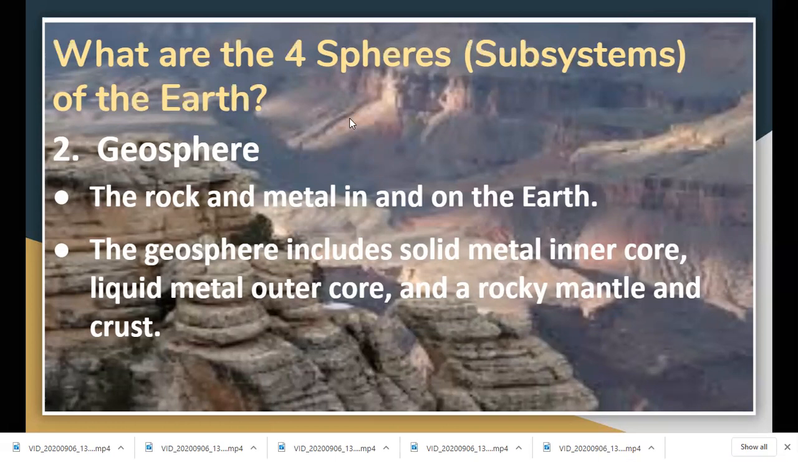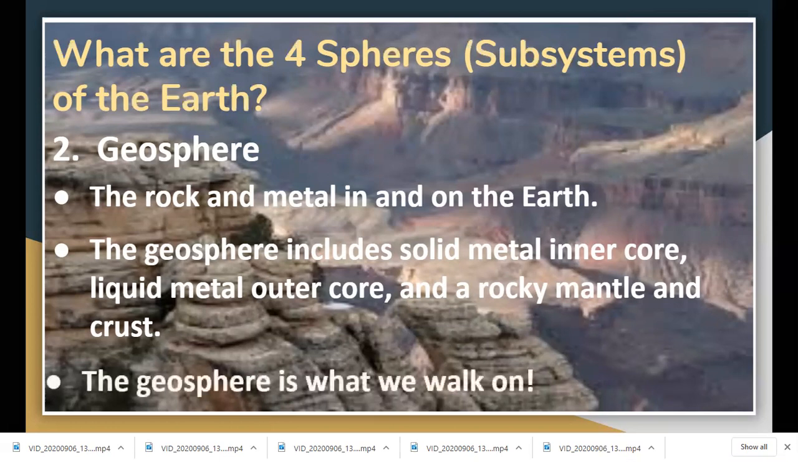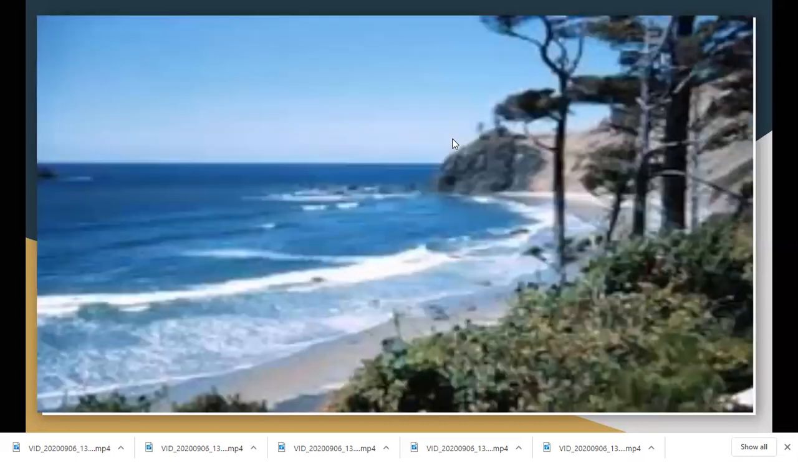This would be a great note-taking opportunity on the geosphere as well. And the geosphere is what we walk on. Yes, it is what we walk on. Pause the video if you need to. The third sphere, can you tell what it is from the picture?